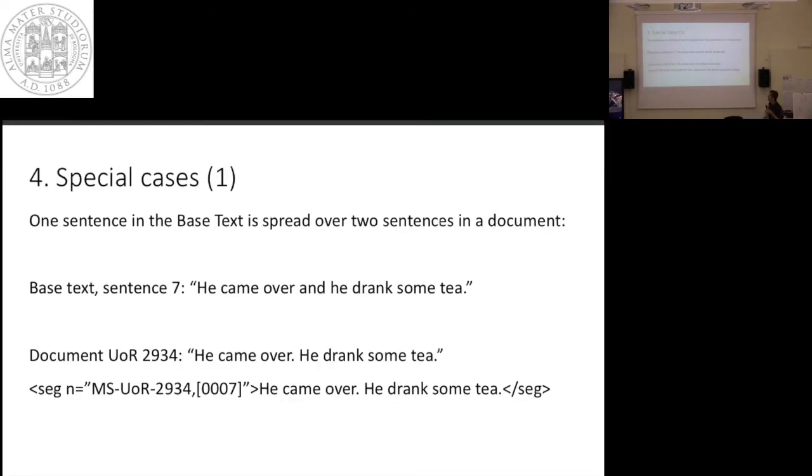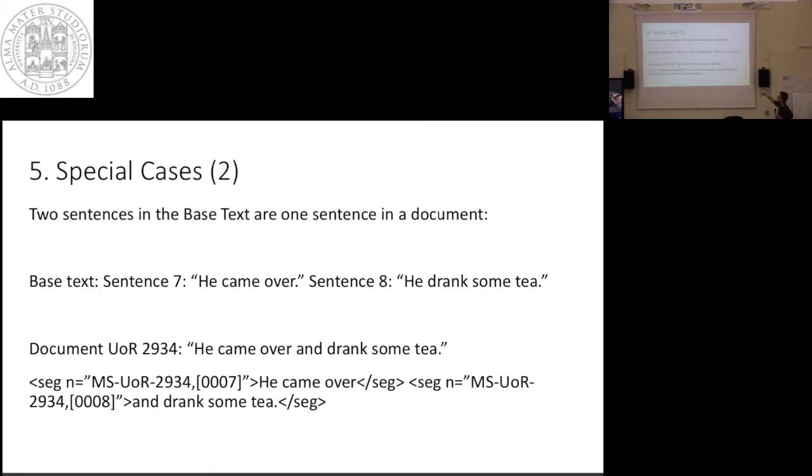So once you've numbered them, there are, of course, special cases, as you can imagine. First special case, one sentence in the base text is spread over 2 sentences in a document. He came over and he drank some tea. In the early document, it was actually 2 sentences. He came over, he drank some tea. Okay, this is a fake example, but you see what I mean, right? In that case, we take them together because the sentence number is 7 in the base text. The base text rules, yeah?